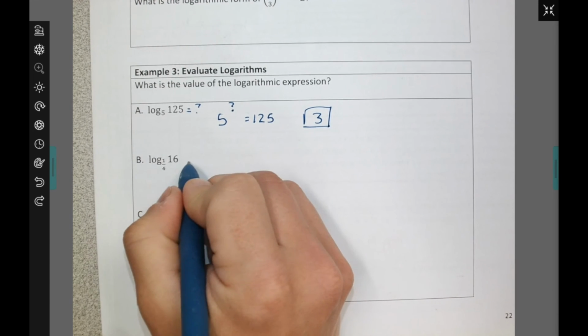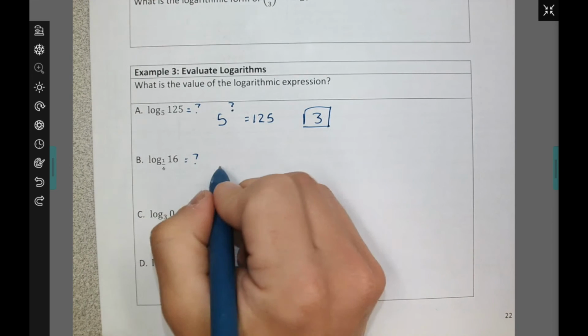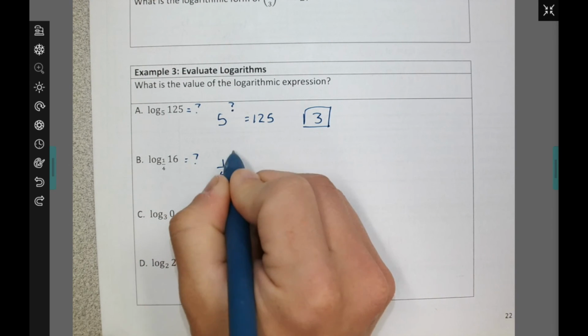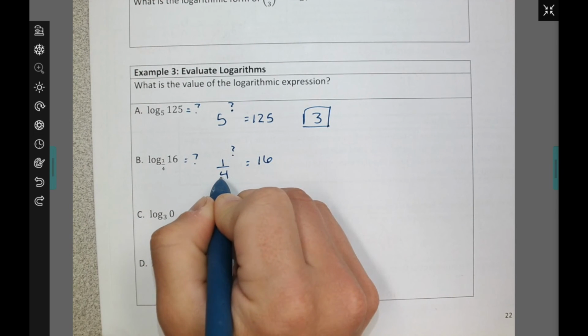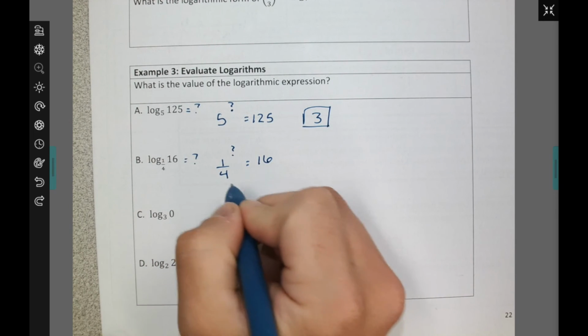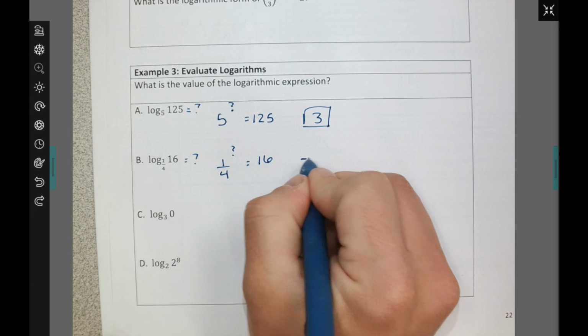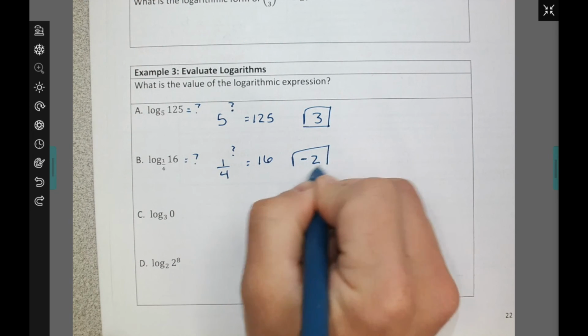Same deal on the next one. What does it equal? What's the exponent? So 1/4 to what power equals 16? Well, I know 4 squared is 16, but I'm going to have to flip the fraction, bring it up top, so it has to be a -2.